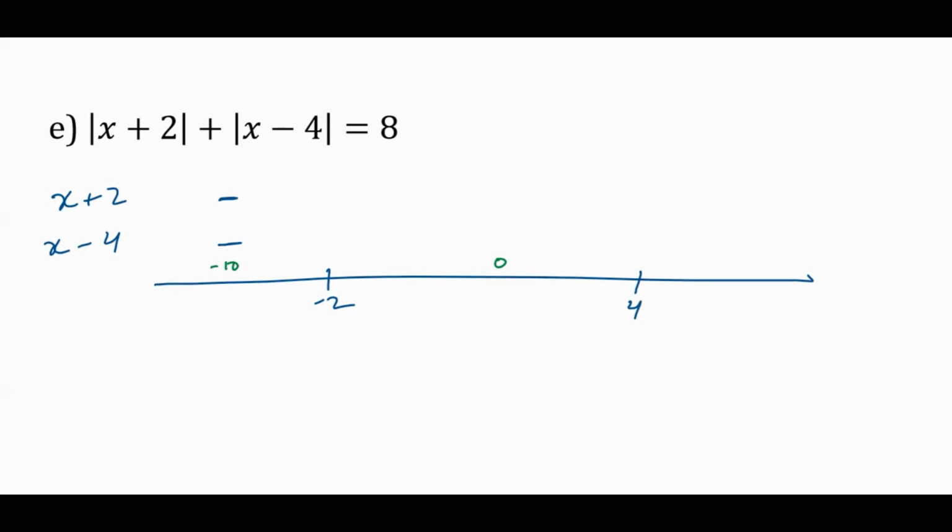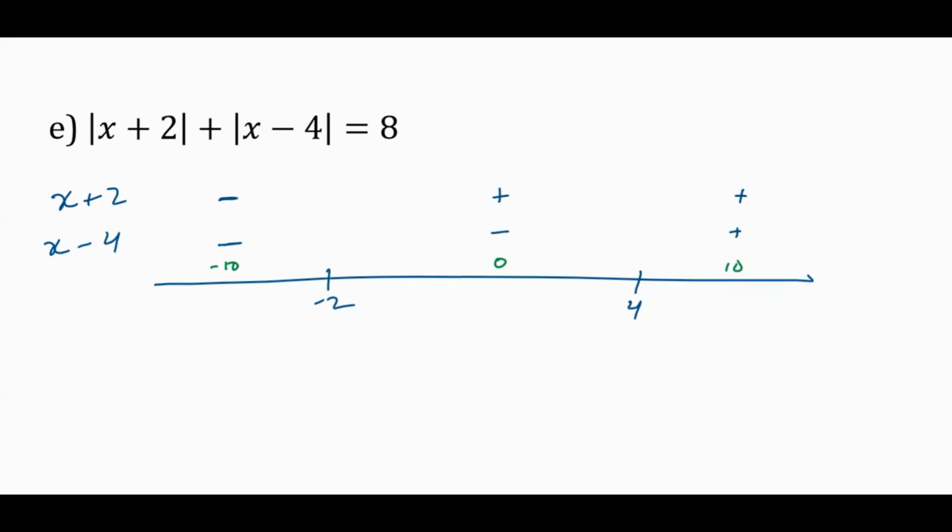In case you're wondering where these negatives came from. 0 is a nice one. You can't always use 0 in the middle interval, but when you can, it's nice to use. 0 plus 2 is positive. 0 minus 4 is negative. And then any number that's bigger than 4, but let's use 10. And 10 plus 2 is positive, and 10 minus 4 is still positive.